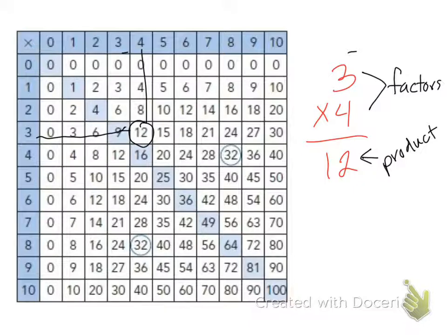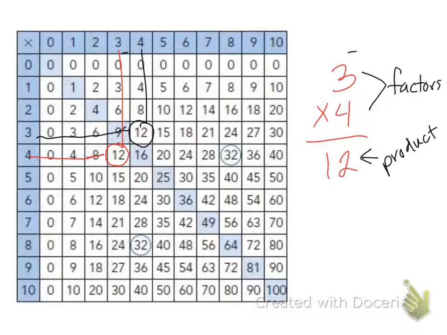Now, what about 4 times 3? So if I start with the 4 and I go over to the 3, we see that 4 times 3 equals 12 as well. Remember, this is the commutative property, which is the same for multiplication as addition.